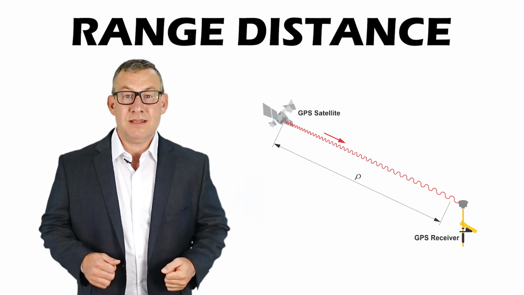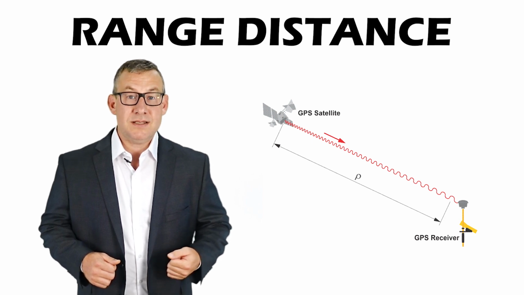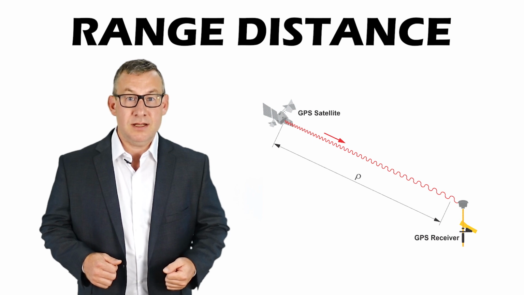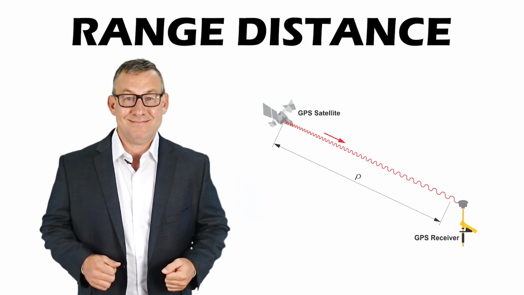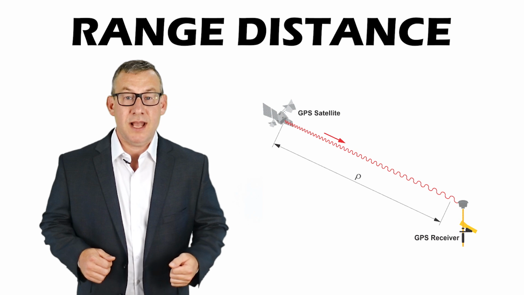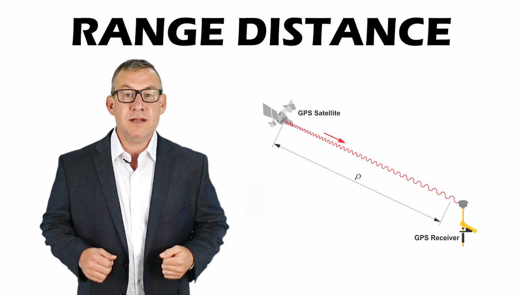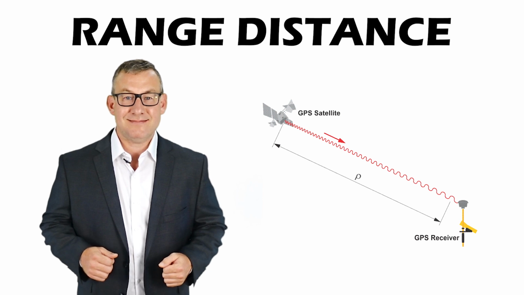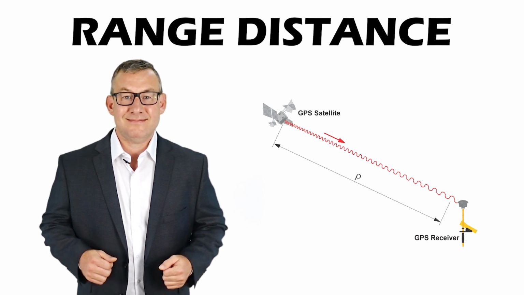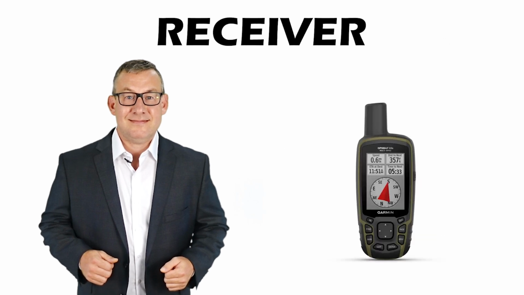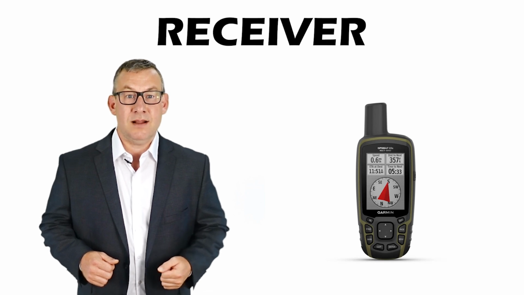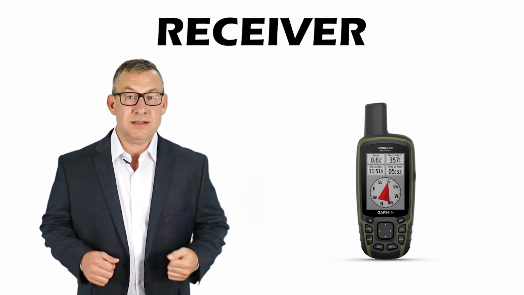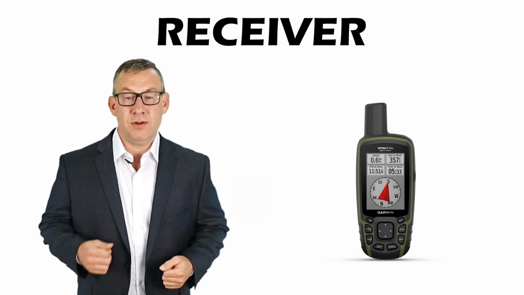GNSS signals travel at the speed of light. The range distance for a GNSS measurement is calculated by multiplying the speed of light by the travel time. A receiver can instantly calculate its location from range distances from 4 satellites. A receiver. A receiver is an electronic device that records and processes data from satellites to determine three-dimensional positions.